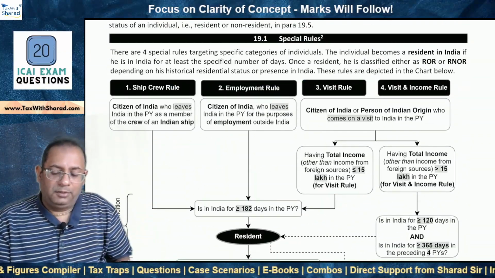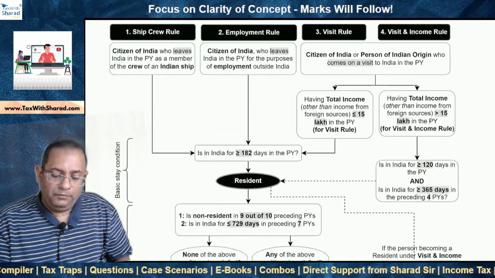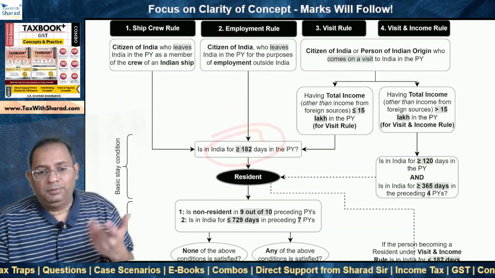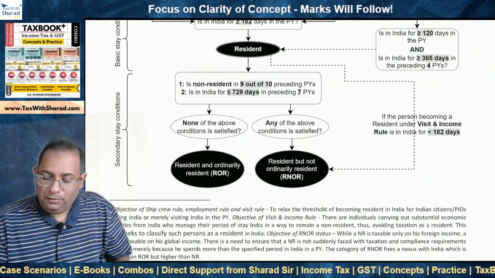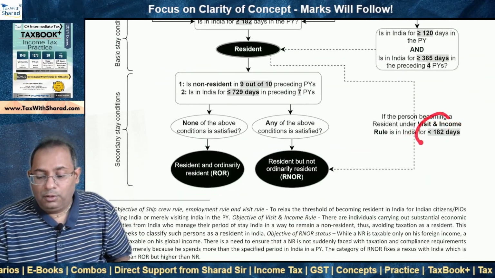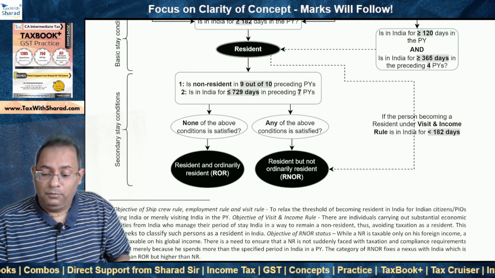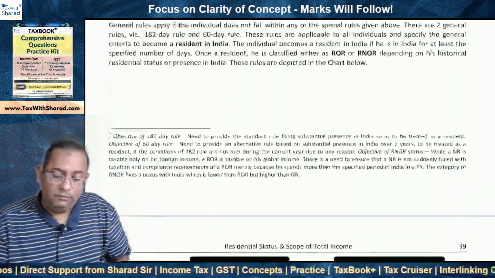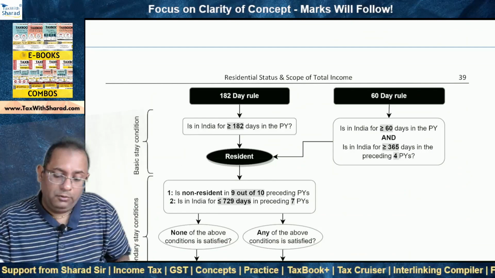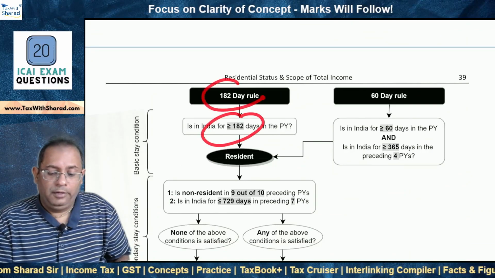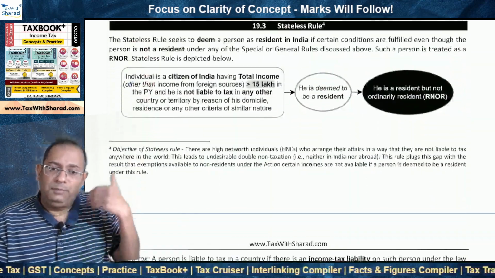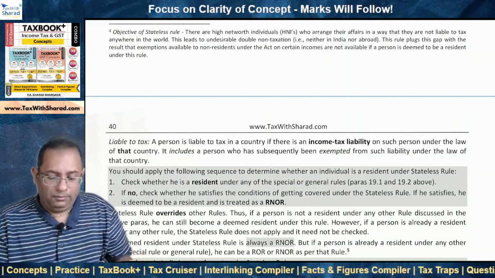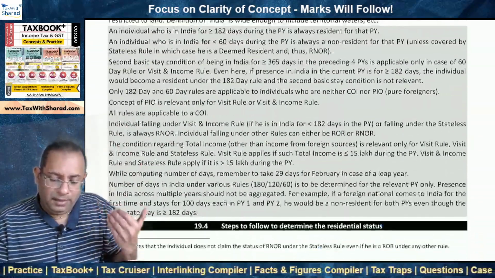So even if that person is within a special rule, with 182 days or more, the person becomes a resident. In the case of the visit and income rule, with 182 days or more, you need to move to the general rule. When you come to the general rule, with 182 days or more, the 182 days rule applies straight away and the person becomes a resident. So if the person is in India for 182 days or more, the person will become a resident in all the cases.